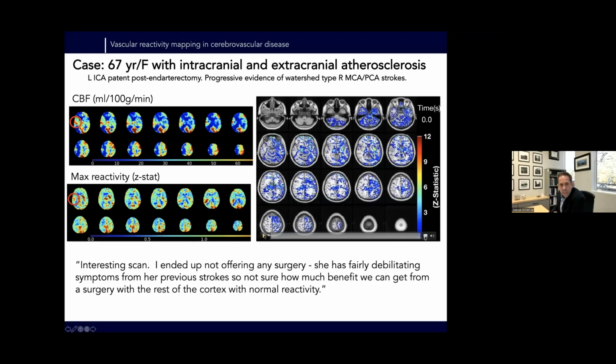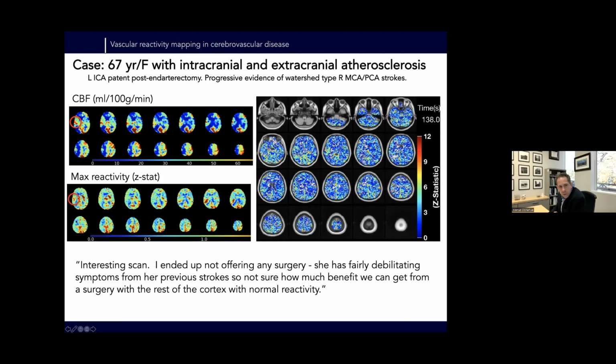And what we did is we did the reactivity measurements again. And what you can see is if you look at that preserved region, the non-infarcted region, and look at the blood flow and the maximum reactivity, you can see that it's pretty well preserved in between those regions of the infarct. And this is a case where the reactivity scan was used not to decide to do surgery. So the surgeon says, interesting scan, I ended up not offering any surgery. She has fairly debilitating symptoms from her previous stroke, so not sure how much benefit we can get from a surgery with the rest of the cortex with normal reactivity. So, another example of reactivity mapping actually being used to affect management of patients.